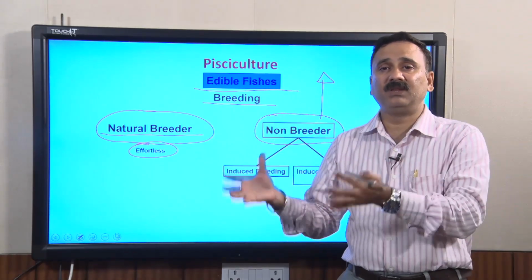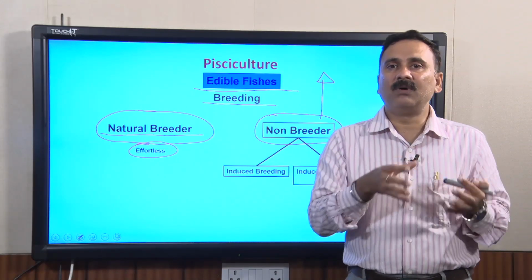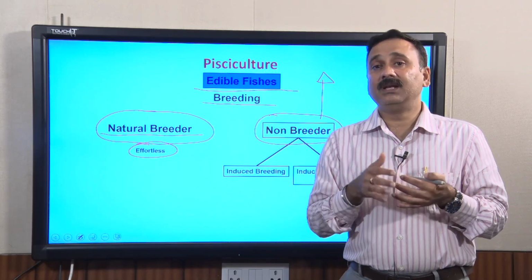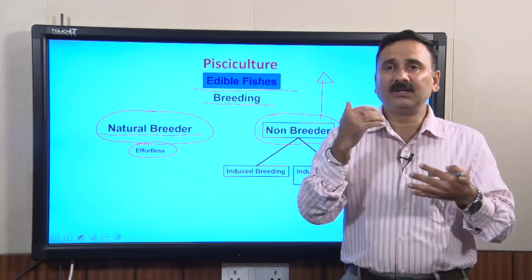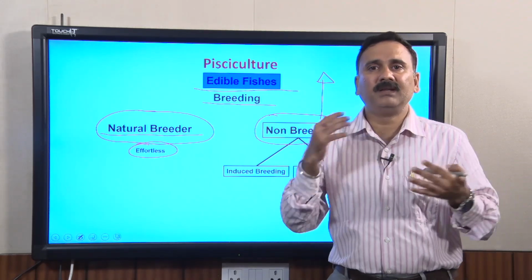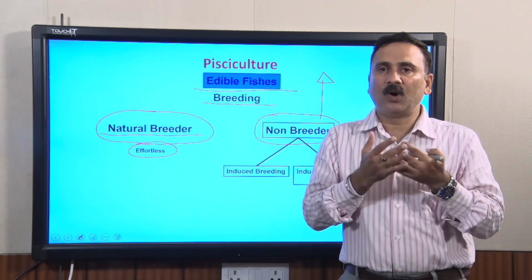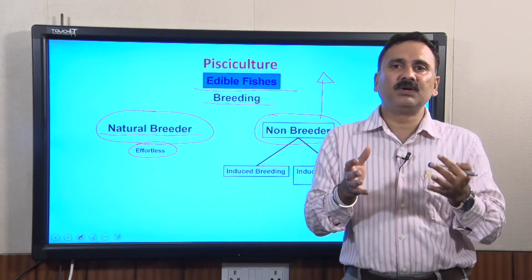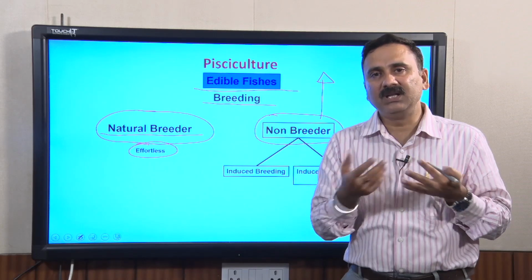But once you keep these fishes in a pond, or in an aquarium or smaller artificial water reservoirs, then they do not breed, because that disturbs their hormonal cycles, or there could be so many other reasons. You still have the male and female, but they will not breed, because you have changed the water environment and many other things.